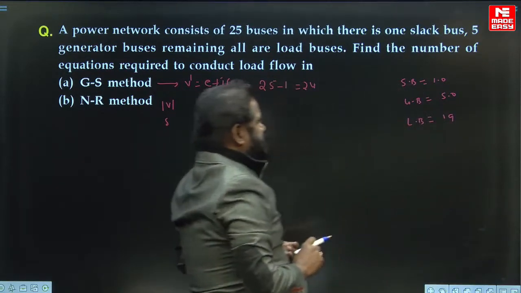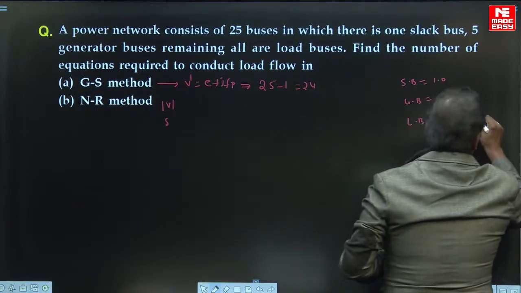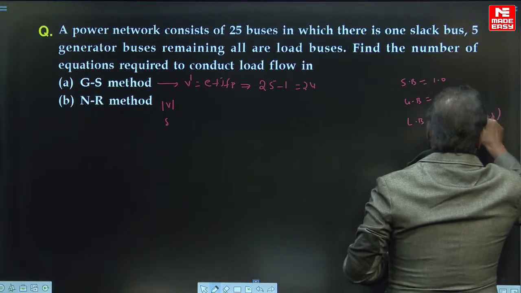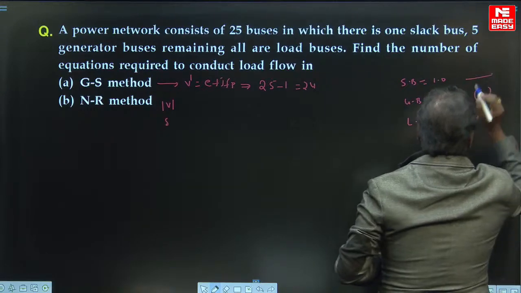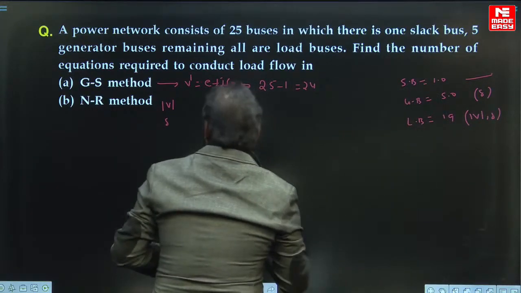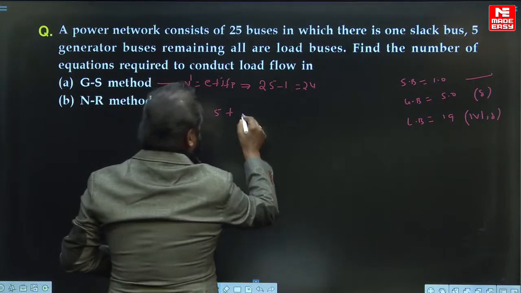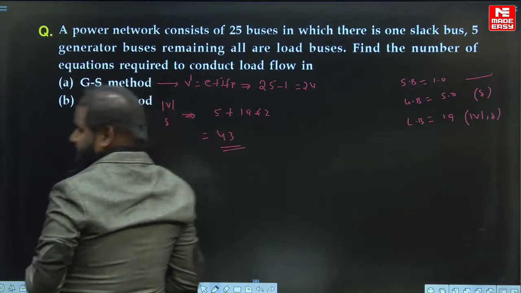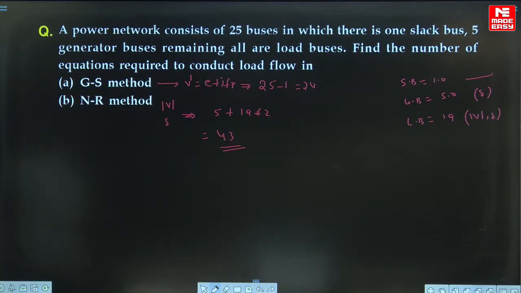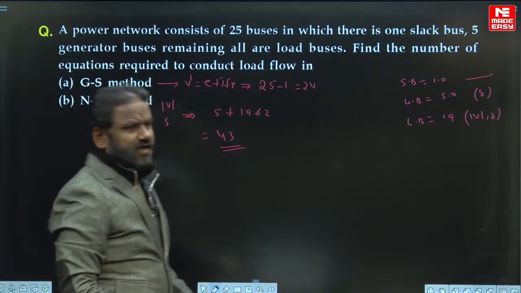19. Okay? So for the load bus your interest is to calculate both V and delta, and for the generator bus your interest is to calculate the delta only. For the slack bus, V and delta are specified, therefore nothing to be calculated. So for this one the answer is 5 deltas plus 19 into 2. Okay, how much is it? 43. So thereby 43 is the answer.